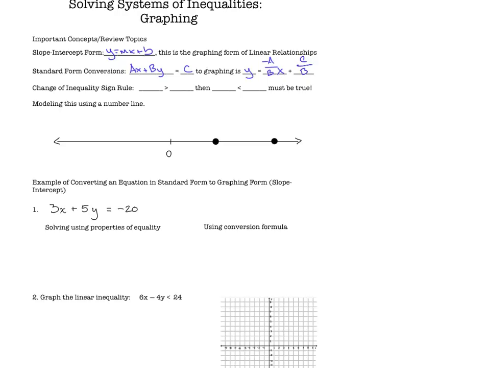All right, so the last thing we're going to talk about is this change of inequality sign rule. So basically, the best way to demonstrate this is to model it on a number line, but let's talk about some things. We have to set up some parameters very quickly. So the first parameter is this, that if I claim that some value of A is greater than some value of B, then what clearly is going to be true is that the opposite of A is going to be less than the opposite of B.